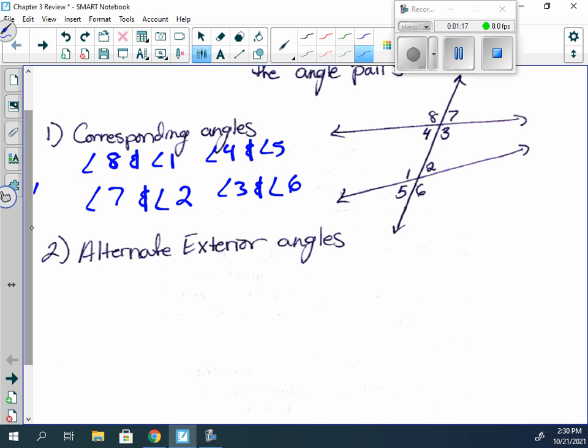Now the second one is our alternate exterior angles. Outside the two lines and on opposite sides of the transversal. So 5 and angle 7 and then 8 and 6. 5 and 7, 8 and 6. They're both outside and on opposite sides of the transversal. Any other questions on 1 and 2?